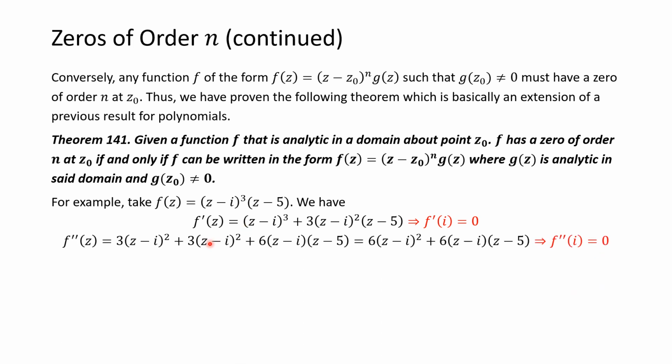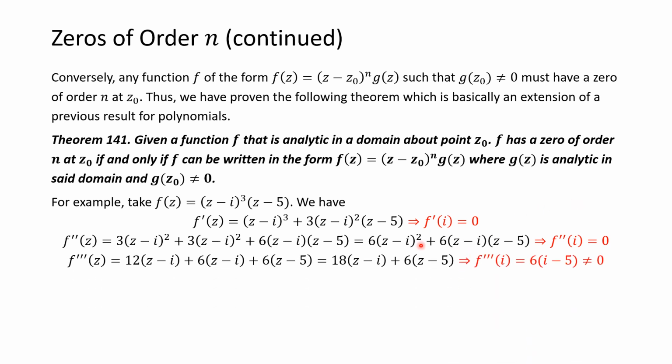Then we take the second derivative. It gets kind of long here, but you take this and you get 3(z minus i) squared. Then the derivative of this product is 3(z minus i) squared times the derivative of z minus 5, which is 1. Then the derivative of this, 6(z minus i) times (z minus 5). These first two terms add together, you get 6(z minus i) squared, and then this term carries over. You notice again we have a z minus i in both terms, so when you evaluate the second derivative at i, you get 0.